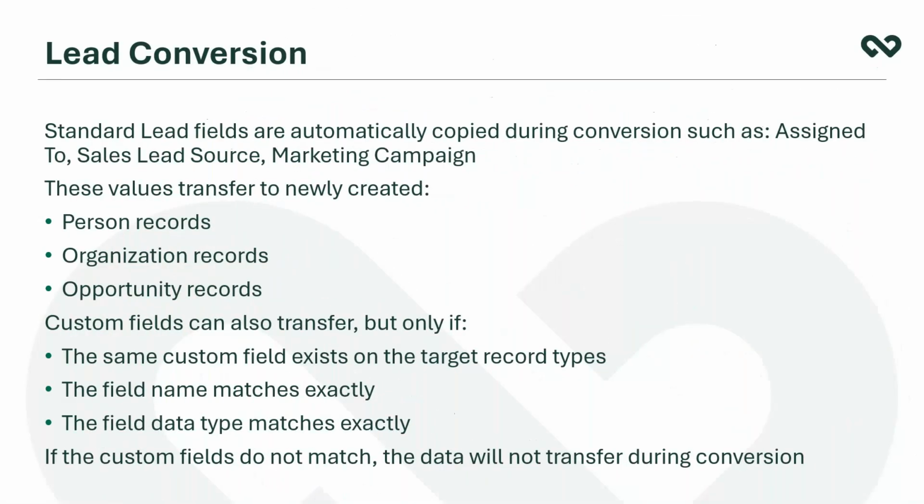So when a lead is converted in Workbooks, a number of standard fields are automatically carried across into the new records that are created. This includes standard fields such as assigned to, sales lead source, and marketing campaign, and these values will then be copied onto the related person, organization, and opportunity records created as part of the conversion process.